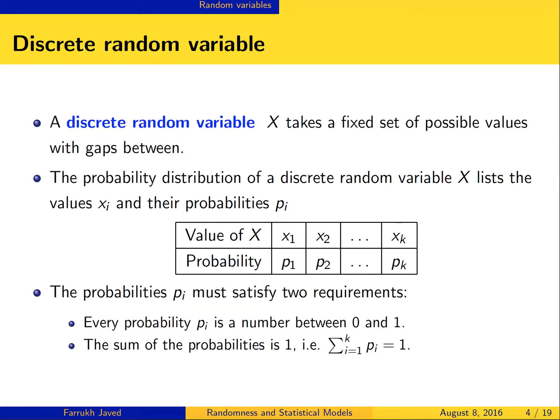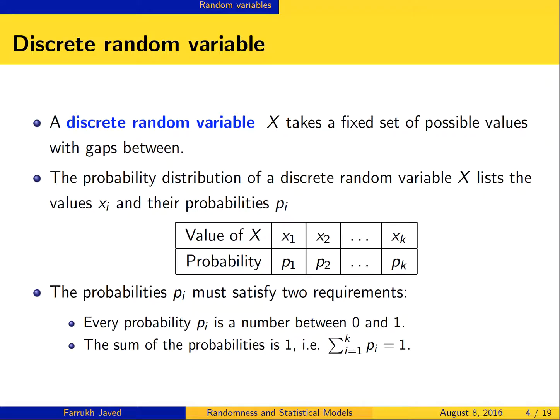For instance, let's talk about a discrete random variable x in detail. A discrete random variable takes a fixed set of possible values with gaps, with some intervals. The notion of probability distribution means the probabilities associated with the values of that random variable. Since they are random, there must be some probabilities associated with them: how likely a particular event can occur.